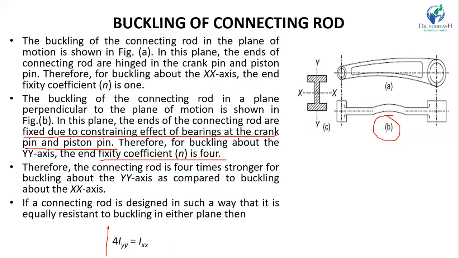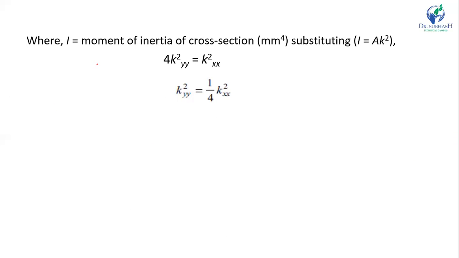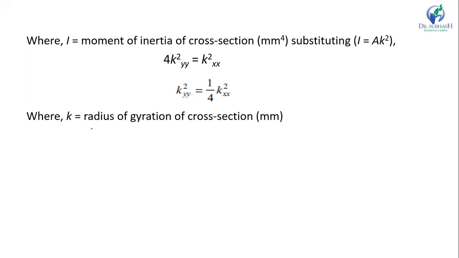Okay, 4Iyy is equal to Ixx. Now, I is the moment of inertia of cross section in mm raised to 4. So I is equal to Ak square. We know that I is equal to Ak square, A is the area and k is the radius of gyration. So therefore 4 k square yy is equal to k square xx. So therefore k square yy is equal to 1 by 4 k square xx. So k is the radius of gyration of cross section, in millimeter.